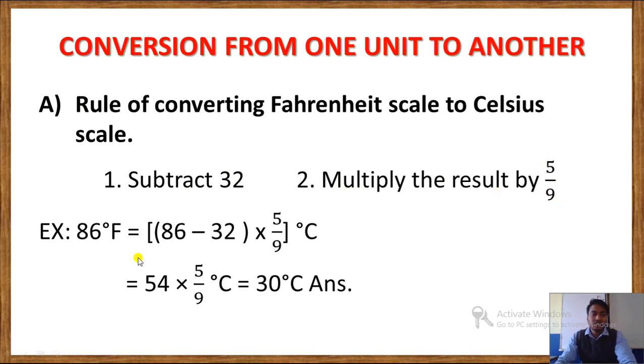As you can see the example here, we have 86 degrees Fahrenheit. So first we have to subtract 32 from 86, as you can see here. Then we have to multiply by 5 by 9. Whatever result we get from here, we have to multiply by 5 by 9. So from here we will get 54, and this 54 we have to multiply by 5 by 9. When we calculate this, when we reduce the terms, then we will get 30 degrees Celsius.